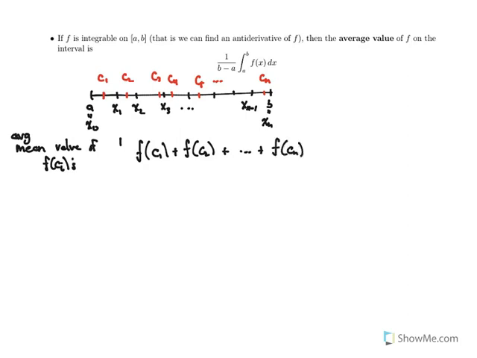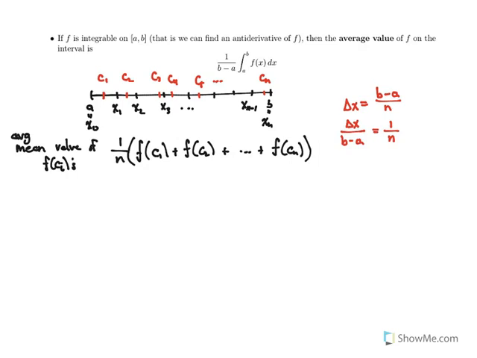And I'm going to divide or multiply by 1 over n. That's how you find the average of a bunch of numbers. You add them all up and you divide by how many numbers there are. Then we're going to note that delta x, we have a formula for that. That's going to be b minus a over n, which means that 1 over n is going to be equal to delta x over b minus a, dividing by b minus a on both sides.